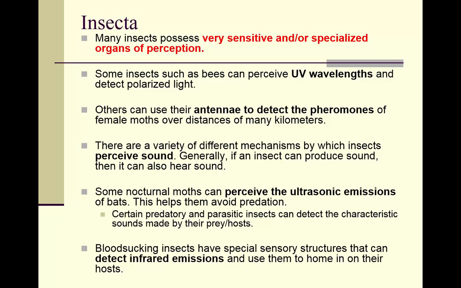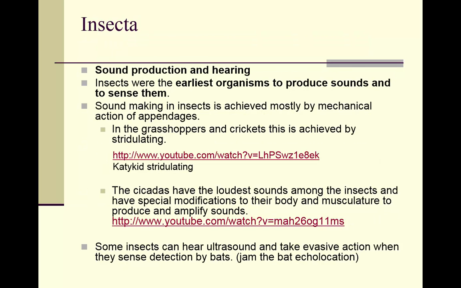Generally, if it makes sound, it can hear sound. And some of your moths that are nocturnal can actually detect the ultrasonic emissions of bats so that they avoid predation. And blood-sucking insects can detect infrared emissions, and that allows them to home in on the host so that they can suck their blood.